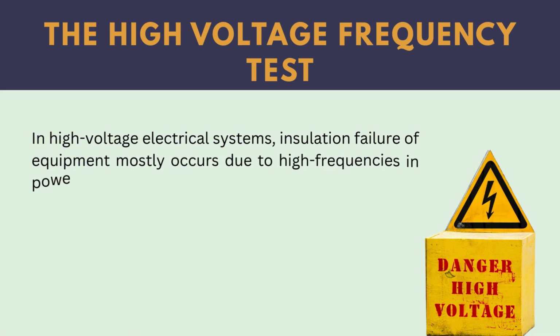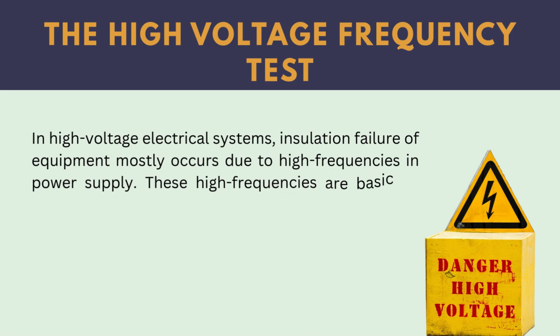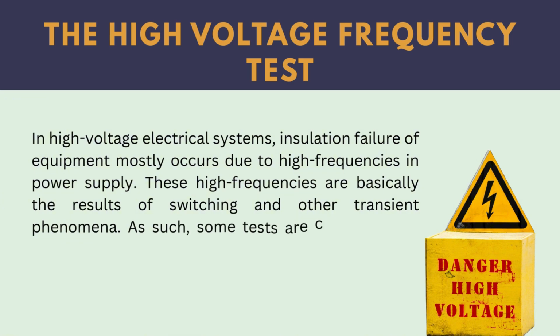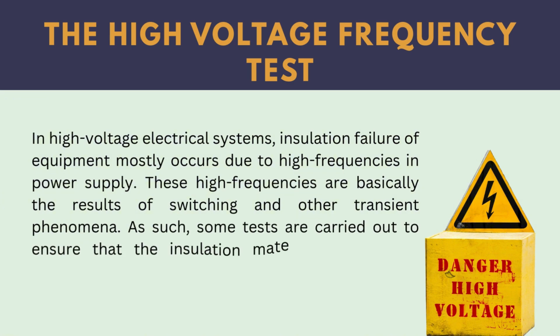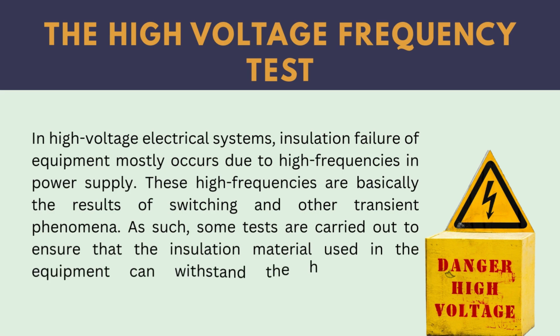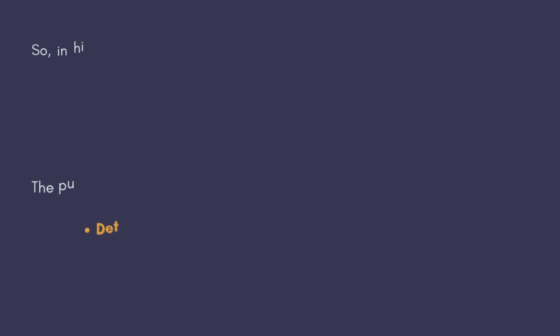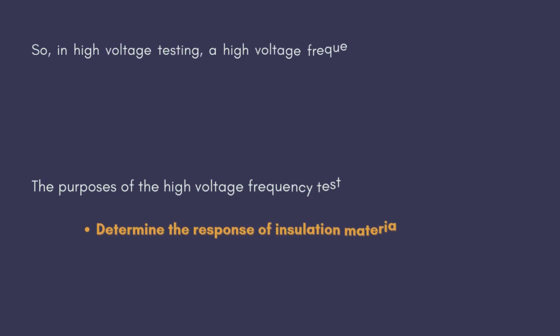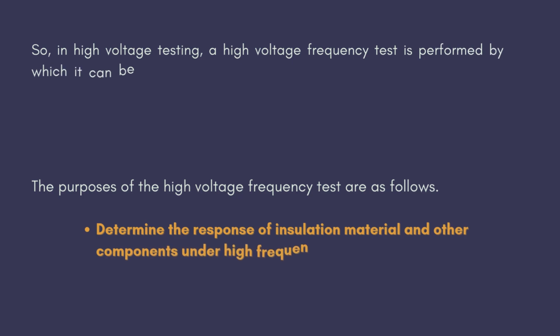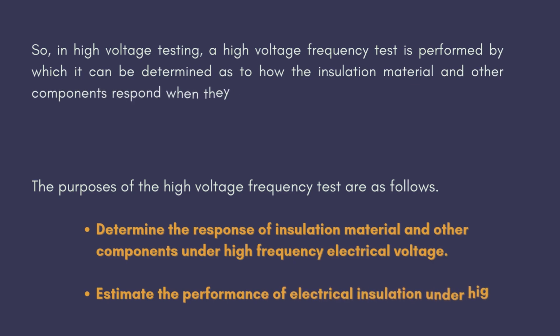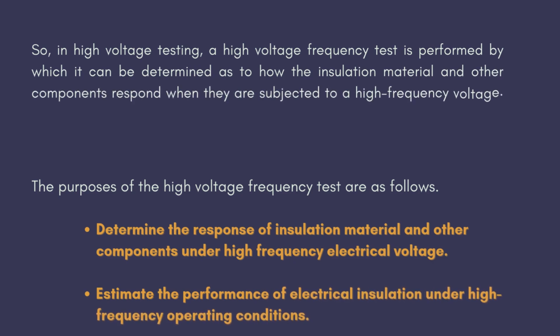In high voltage electrical systems, insulation failure of equipment mostly occurs due to high frequencies in power supply. These high frequencies are basically the results of switching and other transient phenomena. As such, some tests are carried out to ensure that the insulation material used in the equipment can withstand the high frequency conditions. So, in high voltage testing, a high voltage frequency test is performed by which it can be determined how the insulation material and other components respond when they are subjected to a high frequency voltage.